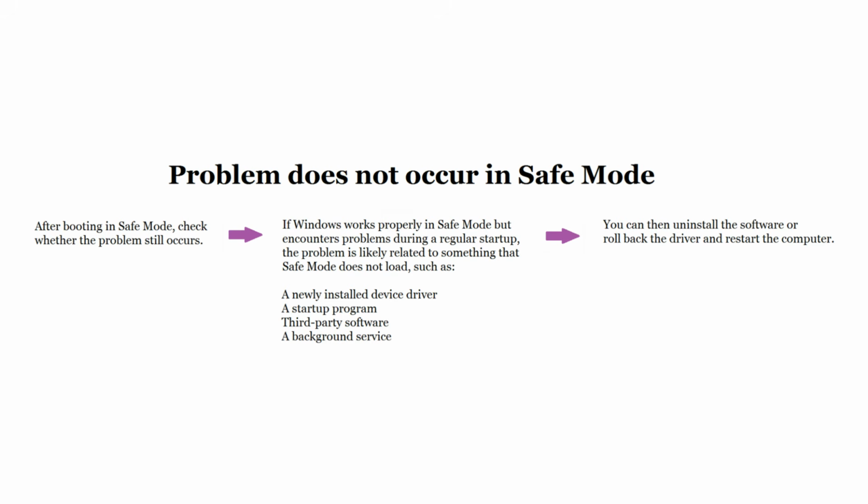If Windows works properly in safe mode but encounters problems during a regular startup, the problem is likely related to something that safe mode does not load, such as a newly installed device driver, a startup program, third-party software, or a background service. You can then uninstall the software or roll back the driver and restart the computer.